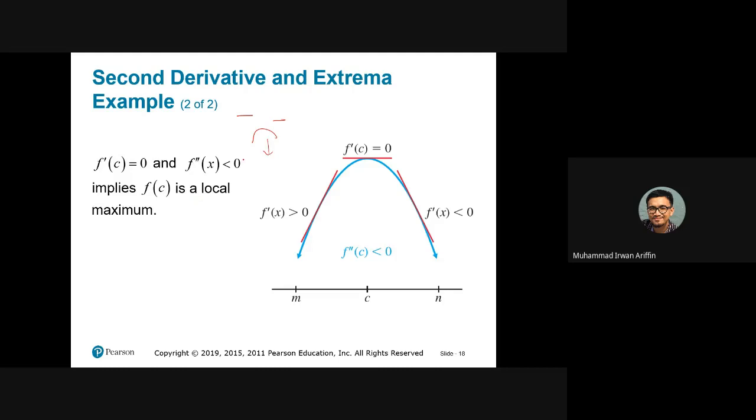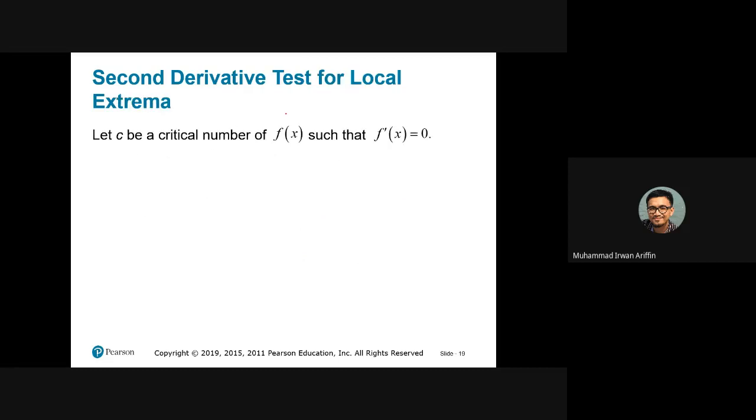we have concave downward. When we have concave downward, this implies we have a local maximum, the highest point. The critical number that we have found gives us a local maximum, where the function value at the critical number c is the highest within that local neighborhood. So we can use the second derivative test for local extrema. This is the application of the second derivative and how it helps us identify the local extrema.